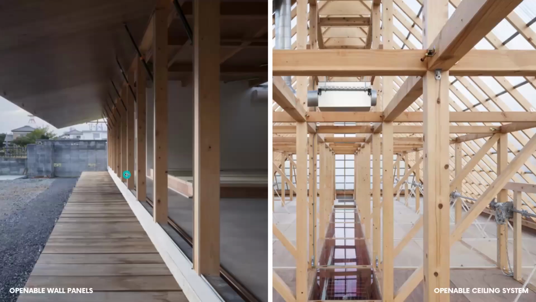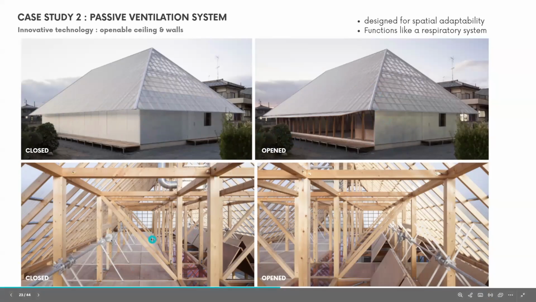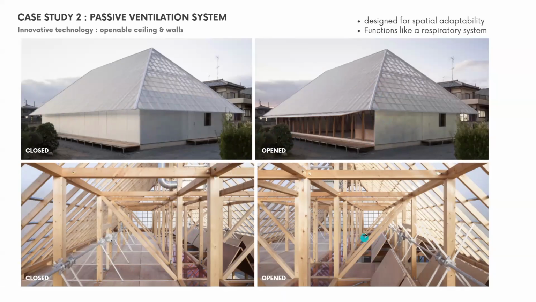So these are the openable wall panels. These are the features they have to achieve the passive design. First is the openable wall panels you can see here, and secondly is the openable ceiling system. You can see during some days, the wall panels are closed, and this is when the wall panels are open. So you can see the different effects on the building exterior. And then this is when the ceiling panel is closed and when the ceiling panel is open.